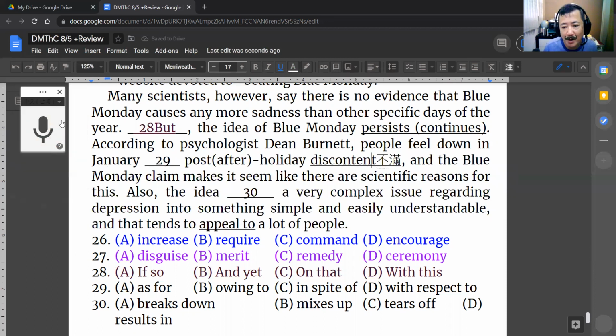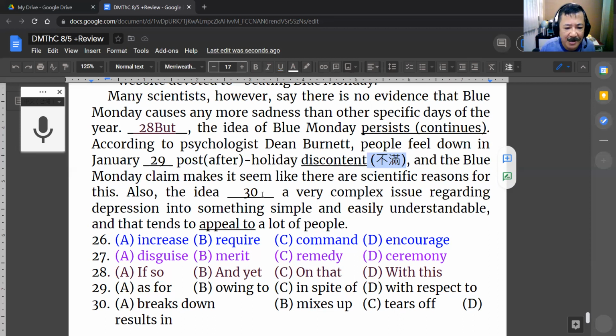Why a post-holiday discontent? Maybe you didn't get the gift that you want, right? Yeah, maybe you went back to see your parents, but then you had a fight or something, right? Yes, you feel sad because of the after holidays, or maybe you had such a good holiday and now going back to work you feel very depressed. Okay, so it's called post-holiday discontent.